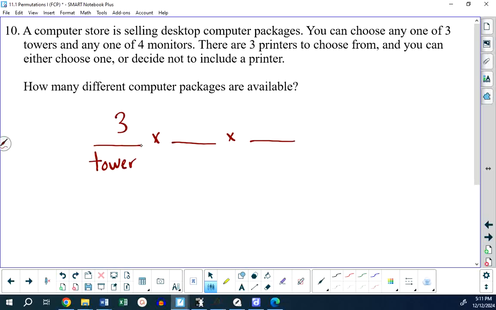How many different choices for the monitor? The answer is 4. How many different choices do you have for the printer? The answer is 4, because you can choose printer A, printer B, or printer C, or no printer. The fact that you have the option of not choosing a printer means you have 4 different answers to the question, what do you want for a printer? Printer A, printer B, printer C, or not a printer, and that's 4 options. So we work this out, and 3 times 4 is 12, times 4 is 48.